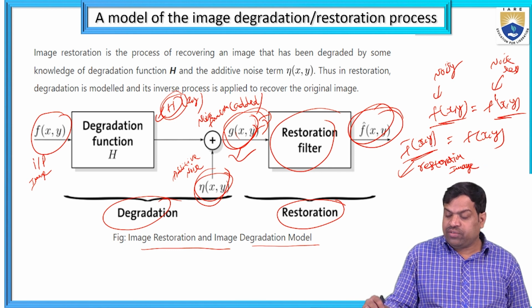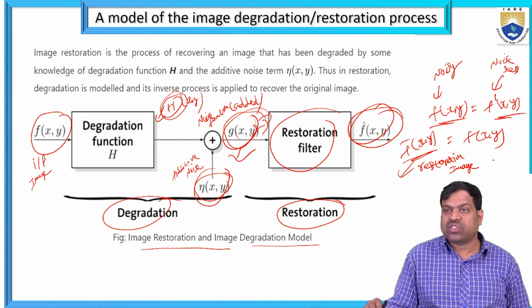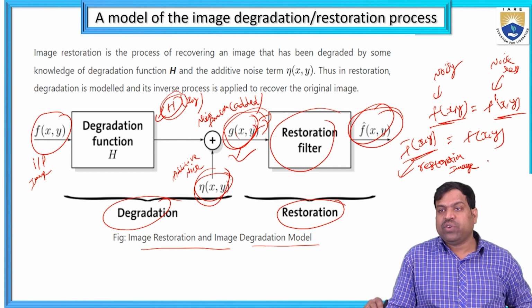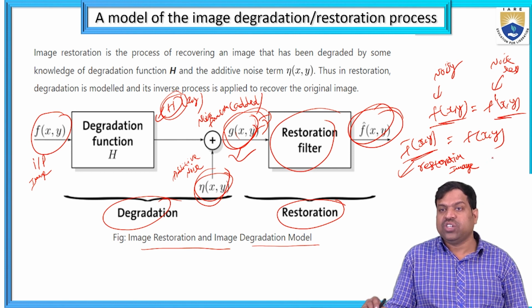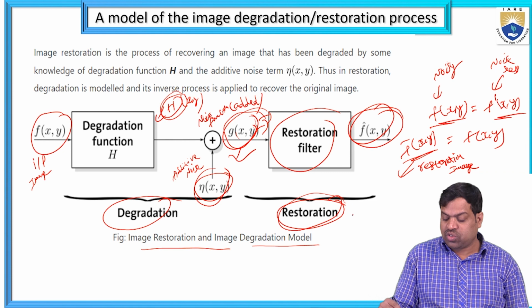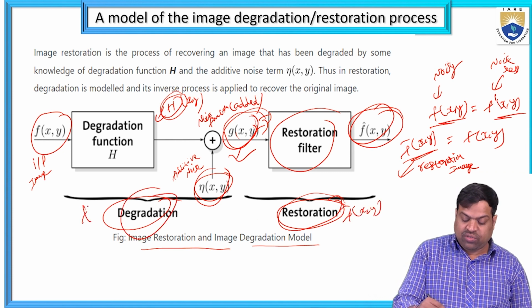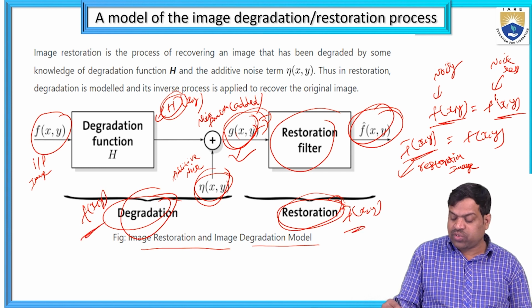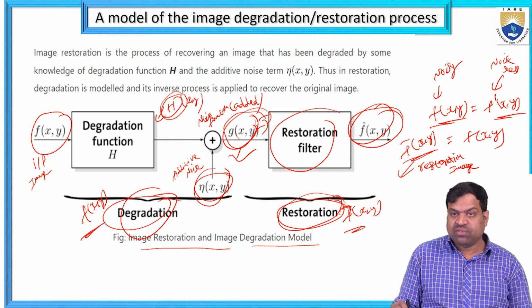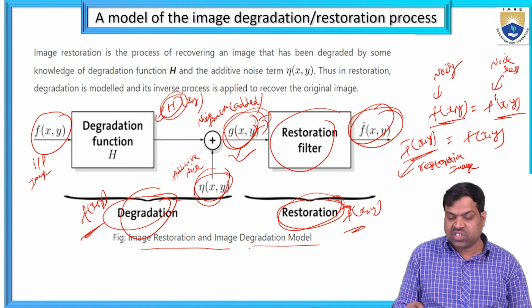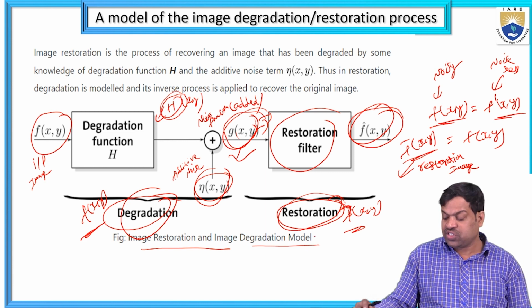So finally f dash of x, y should equal f of x, y. Here f dash of x, y is the restored image. So degradation takes f of x, y, and restoration gives back f dash of x, y. That is the image with the restoration and degradation functions.